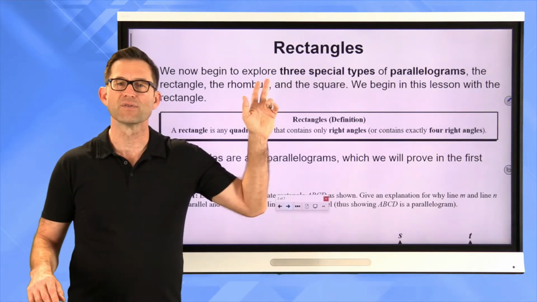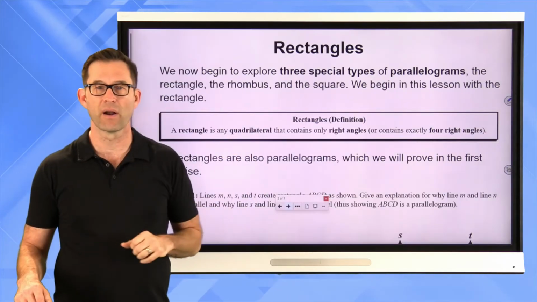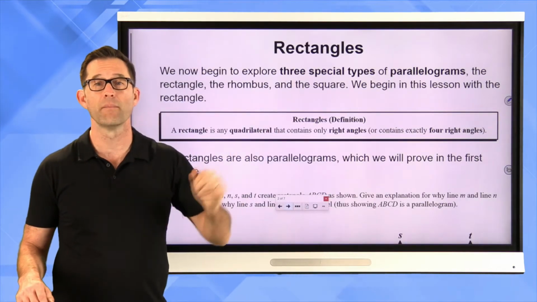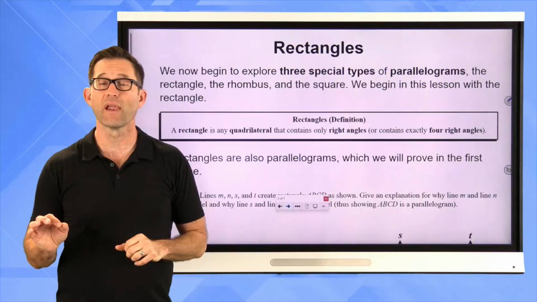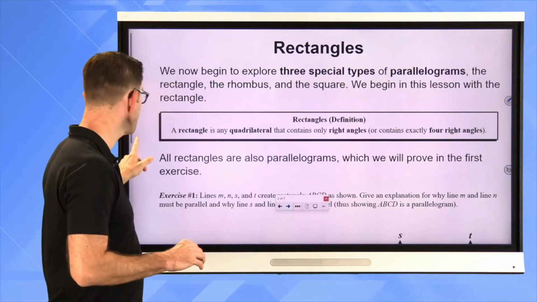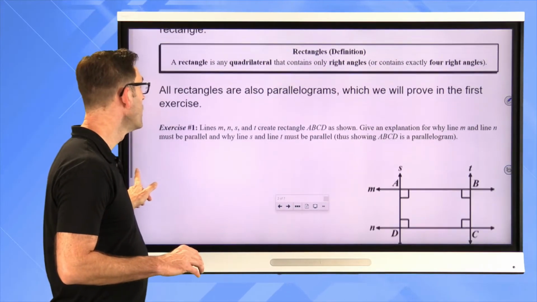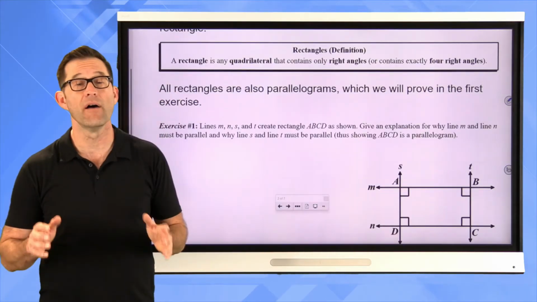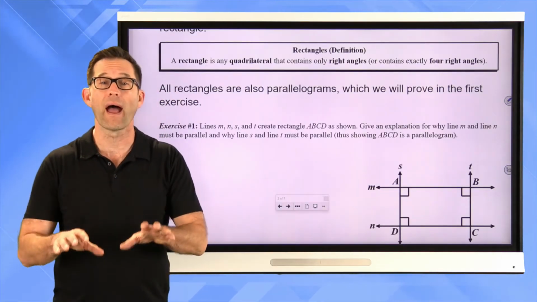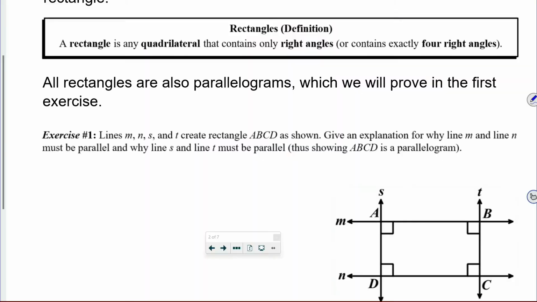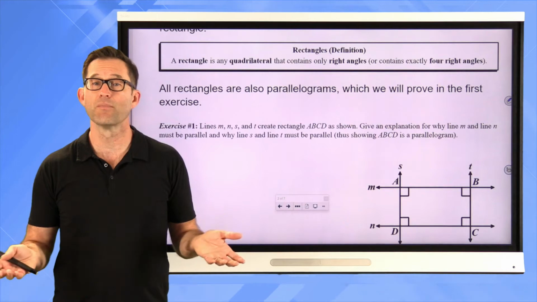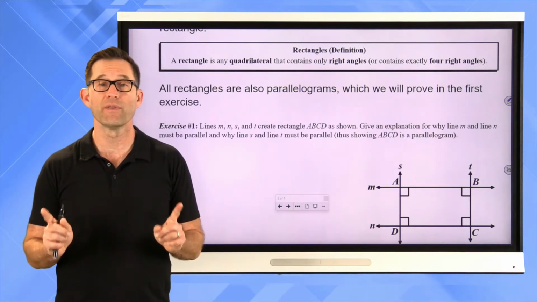Now, rectangles, we now begin to explore the three special types of parallelograms. As I mentioned, the rectangle, the rhombus, and the square. We begin this lesson with the rectangle. So let's make sure that we understand yet again what the definition of a rectangle is for our particular purposes. A rectangle is any quadrilateral that contains only right angles, or alternatively contains exactly 4 right angles. Now, all rectangles are also parallelograms, which we will prove in the first exercise.